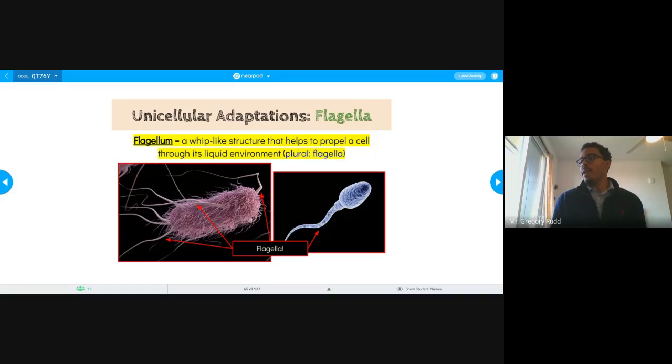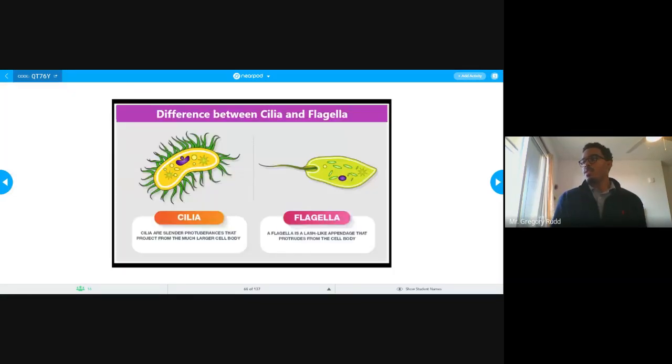Okay, so quick comparison between cilia and flagella. They are both involved in movement, like I've said. Cilia will appear all across the cell's body.